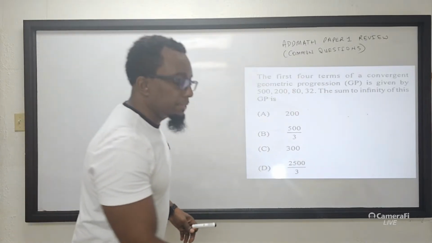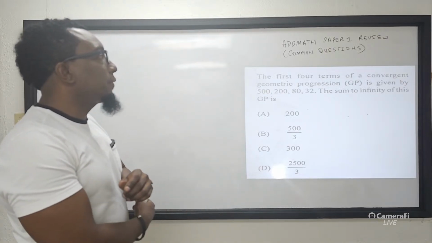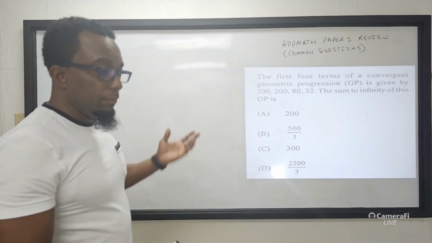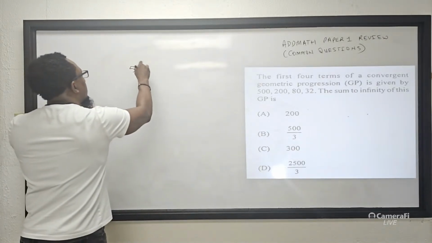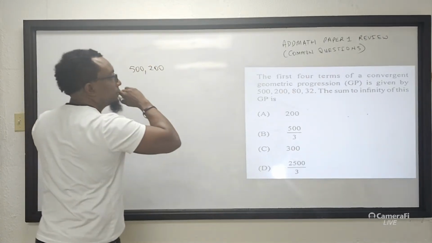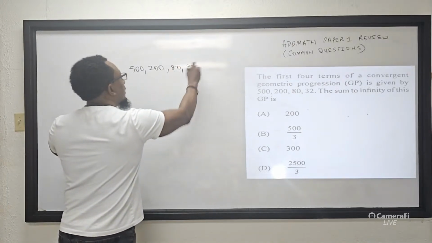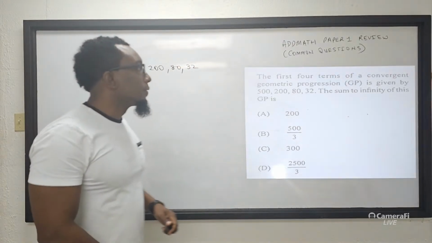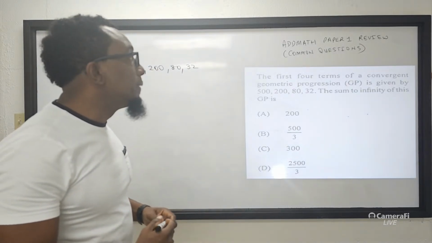So the first 4 terms of a convergent geometric progression, GP, is given by what we have there. So we have 500, 200, we have 80, we have 32. Right? What is the sum to infinity of this GP?